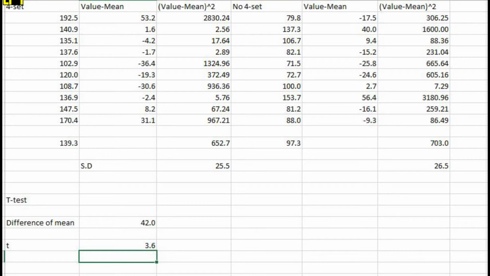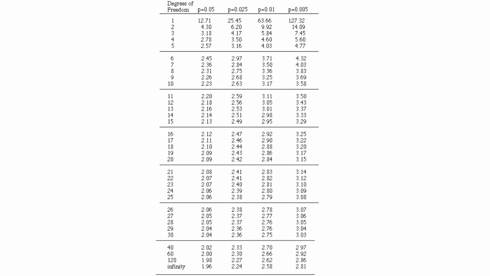Okay, so what do we then do with this t-value? Well, we need a table of critical values. Now, the table of critical values has a number of values across the top. It's to do with our confidence limits. If we want to be 95% confident, we're looking for p as being a 5% error. Or we're okay with a 5% error. So we're going to look down that column.